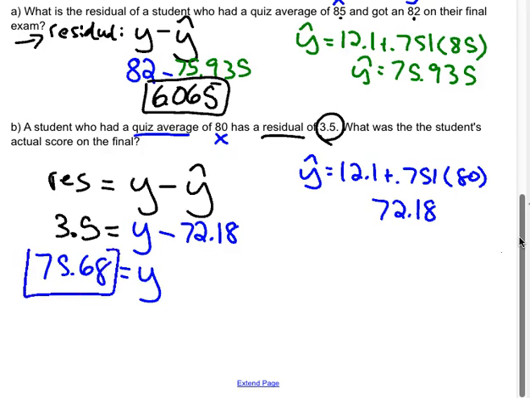So their actual score was 75.68, or about a 76 on the final. Okay, so it is important not just knowing what residuals are, but also how to manipulate where you can plug things into the equation. I can give you pieces of information and ask you to find the other thing. I can give you the residual and ask for the actual, okay? So again, just know how to manipulate that formula for me.